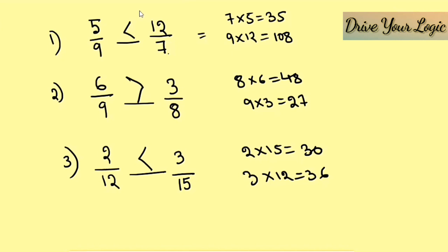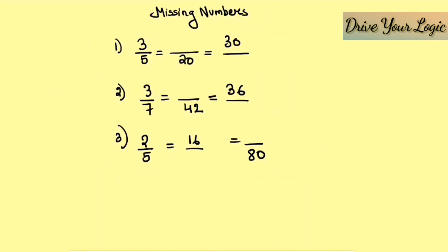A few more examples I will show you: how to fill in the boxes. Let us solve these examples. You can use the same cross multiplication process, or you can use the multiples of the given numbers. First one, let us take 3 by 5. Here we are getting 20. So 5 into how much is 20? 5 into 4 is 20. So if you multiply 5 into 4, you get 20.